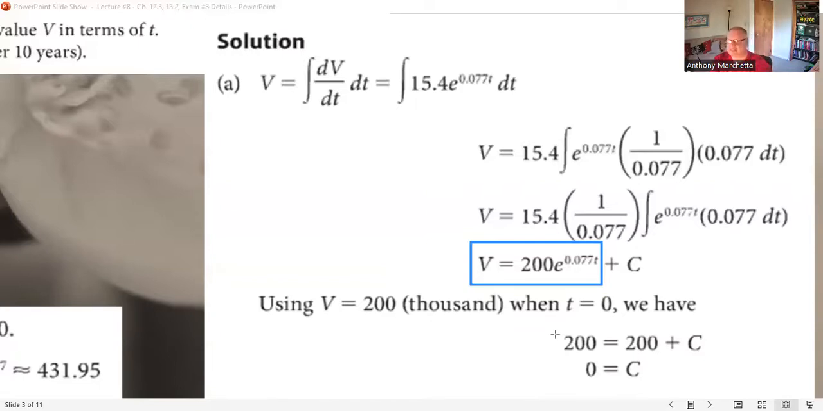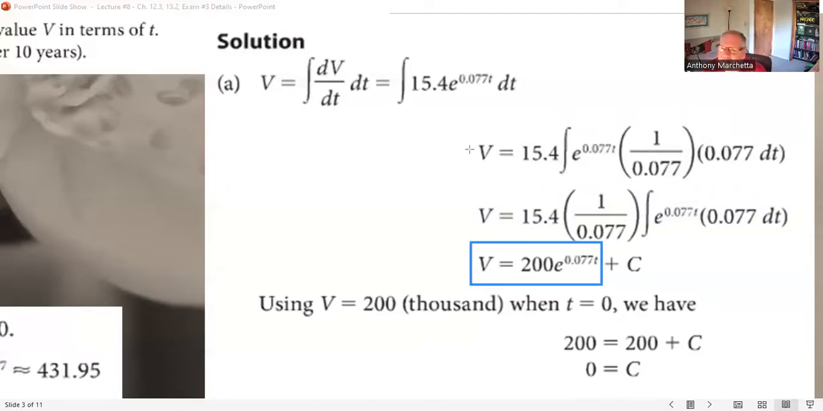For example, in this situation, you could find c knowing what the value was at the beginning of the story. At year 0, the value was 200,000. That implies that the constant c is going to be 0. So anyway, you have your answer of what v is. It's a good example. And now you want to find out what happened at 10 years, right?